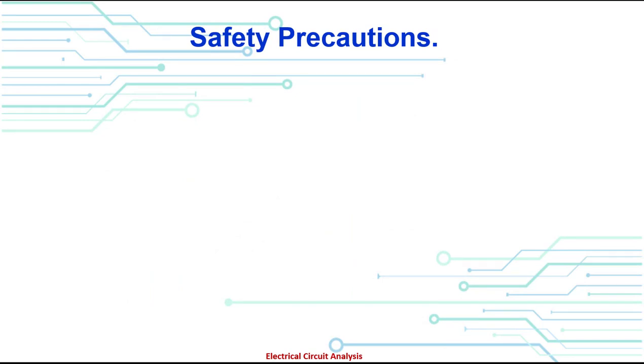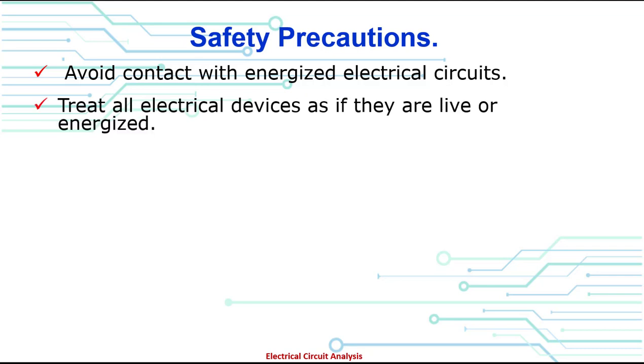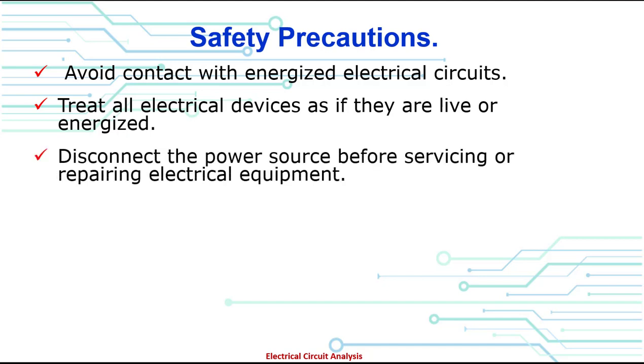So whenever you're working on an electrical circuit, you have to take certain safety precautions. You have to avoid contact with energized electrical circuits. You have to treat all electrical devices as if they are live or energized, because you never know. Disconnect the power source before servicing or repairing electrical equipment. This is the only way you can be sure that the system is not energized. So you better disconnect before you start working on your electrical systems.